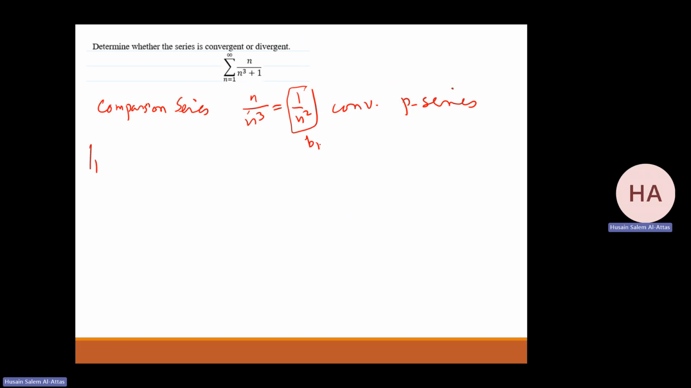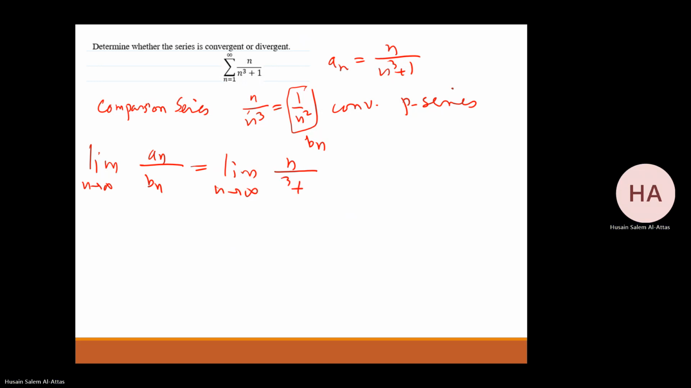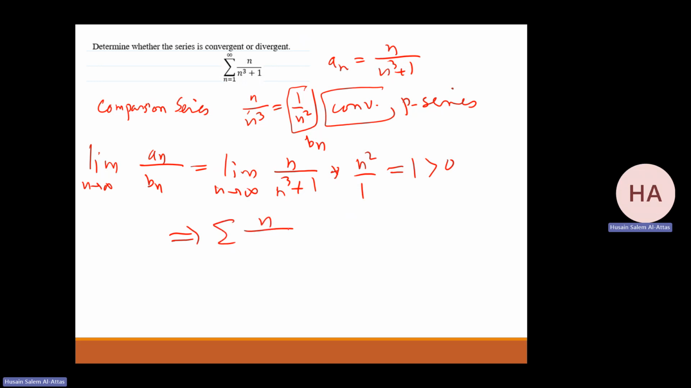So this is my Bn, and my An is n over n cubed plus 1. I think you get the idea now. Limit as n goes to infinity of An over Bn, that will be the limit of n over n cubed plus 1 times the reciprocal of this, which is n squared over 1. Now I have the same degree. That will be 1, positive. And this series converges. So the other series will converge.